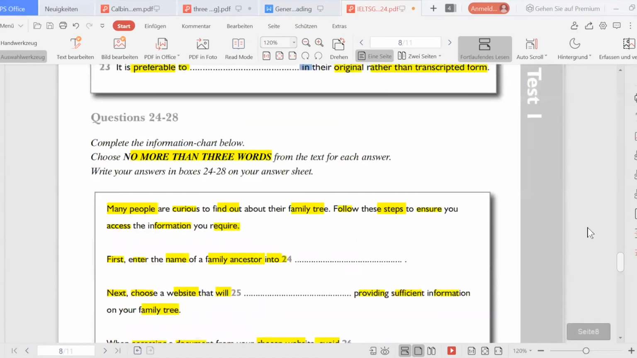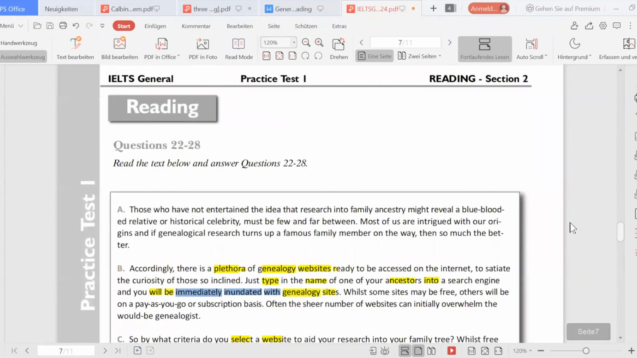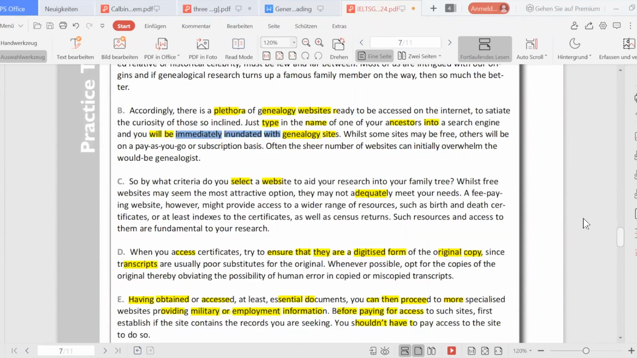25, I highlight my keyword next. Choose a website that will provide sufficient information to your family tree. Will, at the same time, it's a word that comes directly before the blank space, and it's also a modal verb. Okay, so that is very helpful. So we move on from the first stage of typing into the search engine, and you will see when you move on, we're actually looking for choosing a website. So select website, that is the key word here.